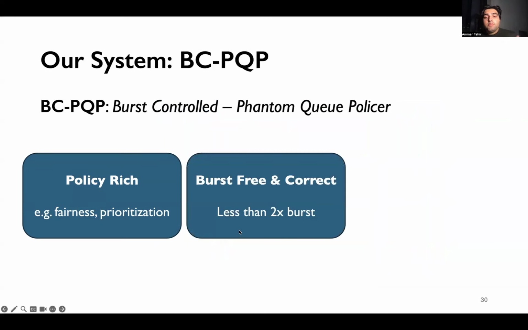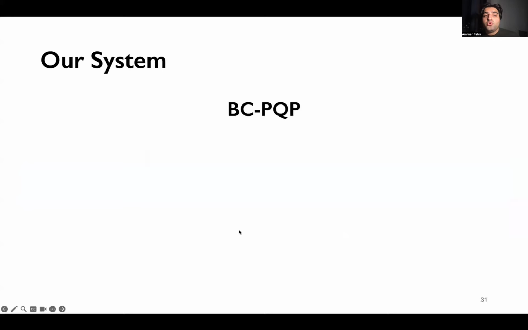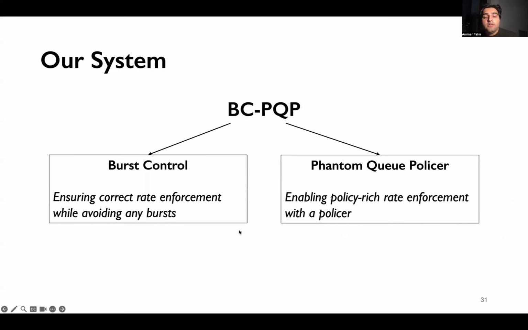It does correct and burst-free rate enforcement, reducing burst from 20 times the enforced rate to less than 2x. And all this at an efficiency comparable to policers and 7 times better than the shaper. We make two contributions with our work. We use phantom queues to augment policers to support rich rate sharing policies. And secondly, we design a novel burst control mechanism that avoids large bursts while also ensuring correct rate enforcement.